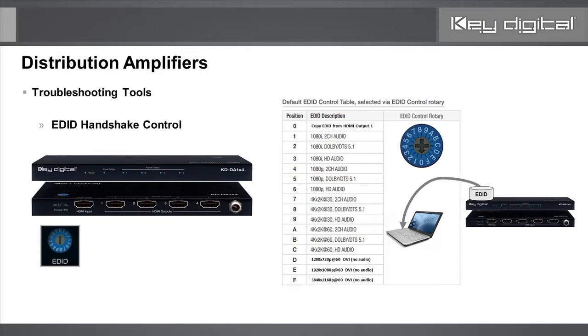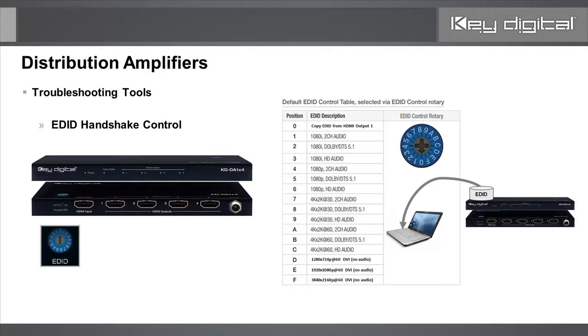EDID control handshaking. You see the dial here. What does that dial do for you? Well, our distribution amp will provide the connected video source the handshake. It's not going to come from any of the displays unless you set it to 0, in which case it does come from HDMI output 1. We copy the EDID file from that connected display and we relay it to the video source. Now that's one way to ask the display what you'd like.